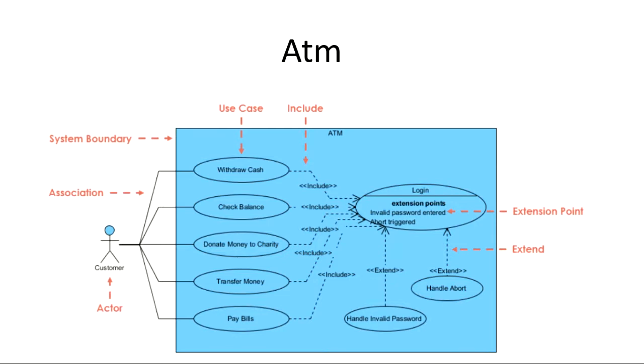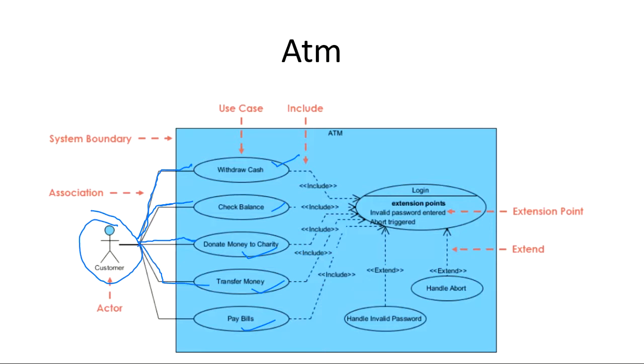Now, this was our ATM system diagram. This is the actor, customer. These are our use cases: withdraw cash, check balance, donate money, transfer money, pay bills. These are the association lines. You can draw them directly also. Just for the visual representation, they have drawn it like this and then this. It's up to you.